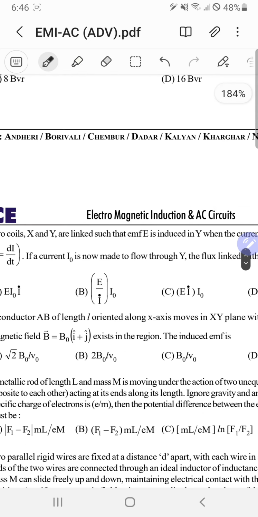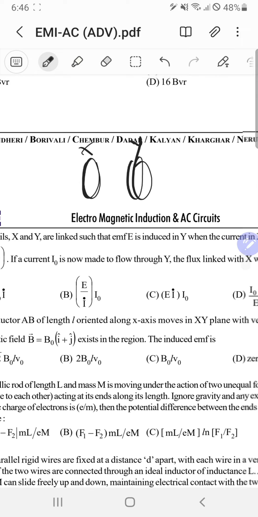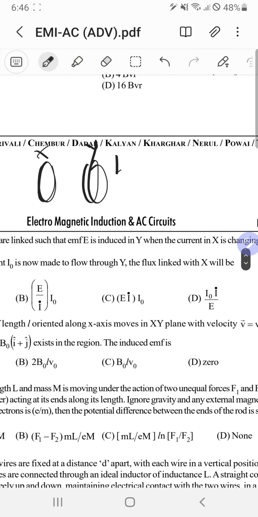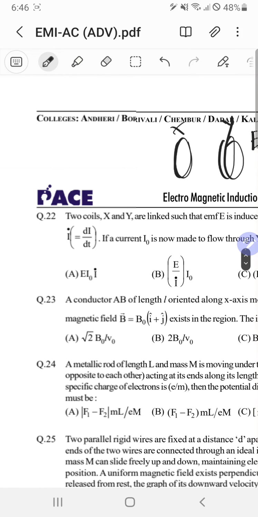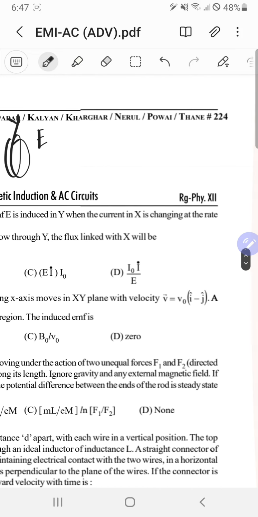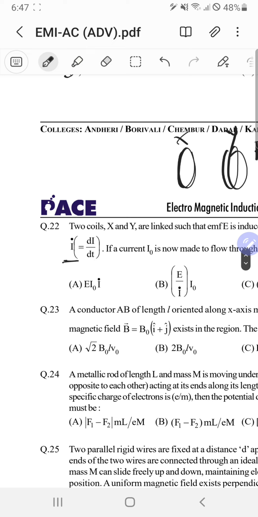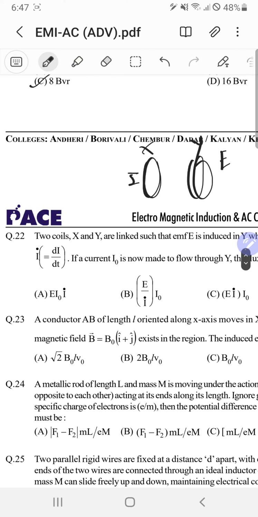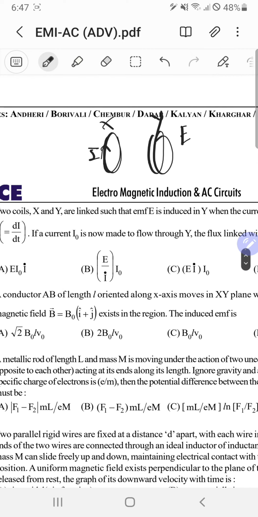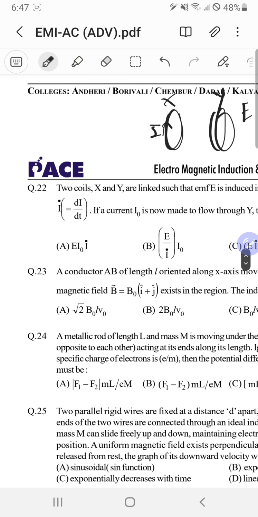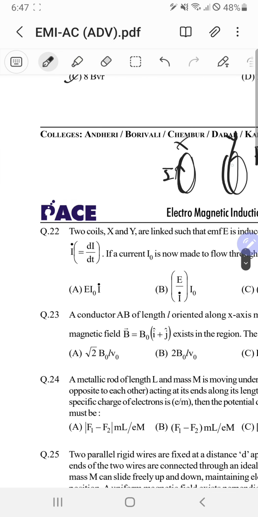Two coils X and Y are linked such that EMF E is induced in Y when the current in X is changing at a rate dI/dt. So current I is in that direction. If current I naught is made to flow through Y, fine. If there's a dI/dt current change, that gives EMF E. So we know that the flux is going to be M times I, so M dI/dt, or I should say M I dot.